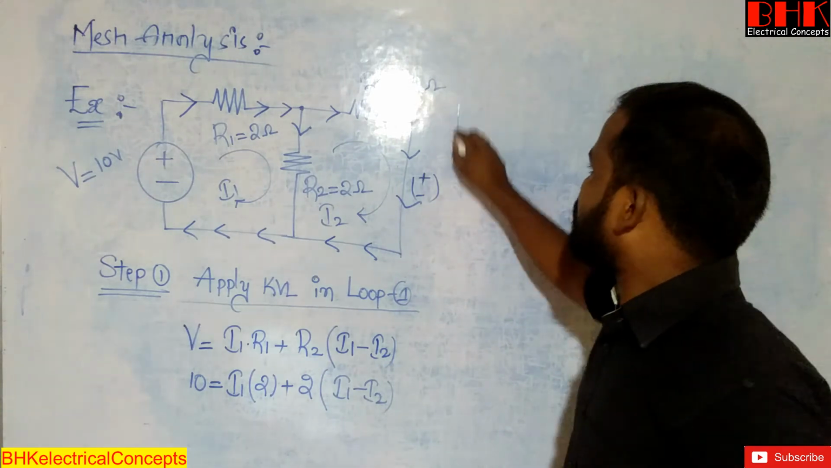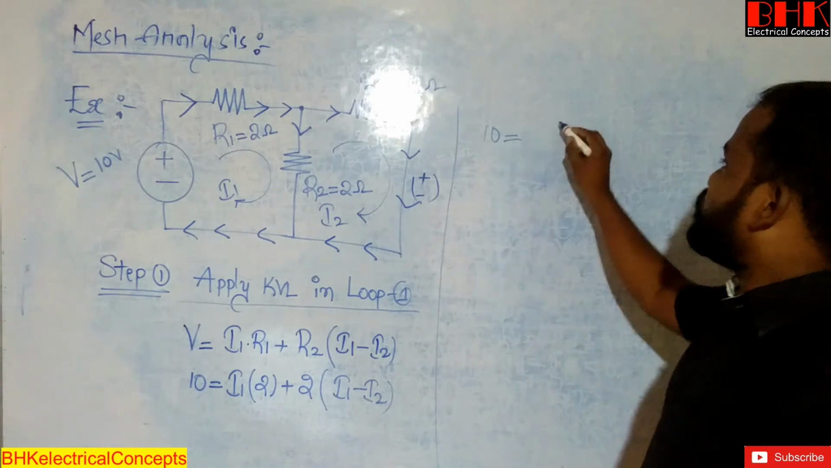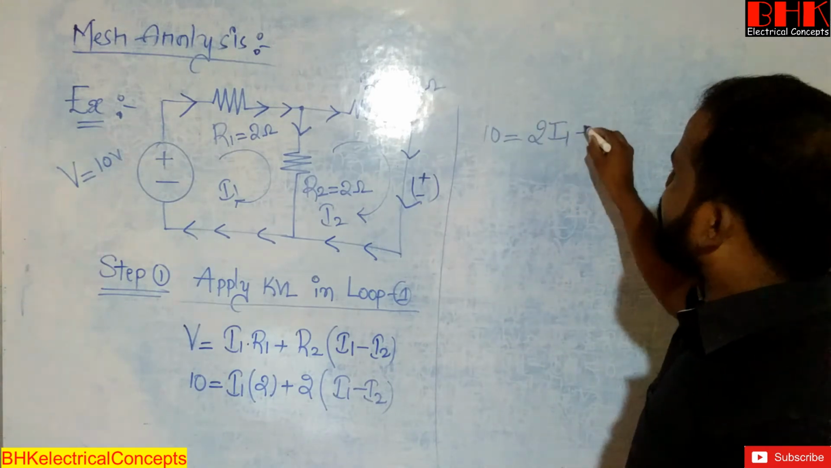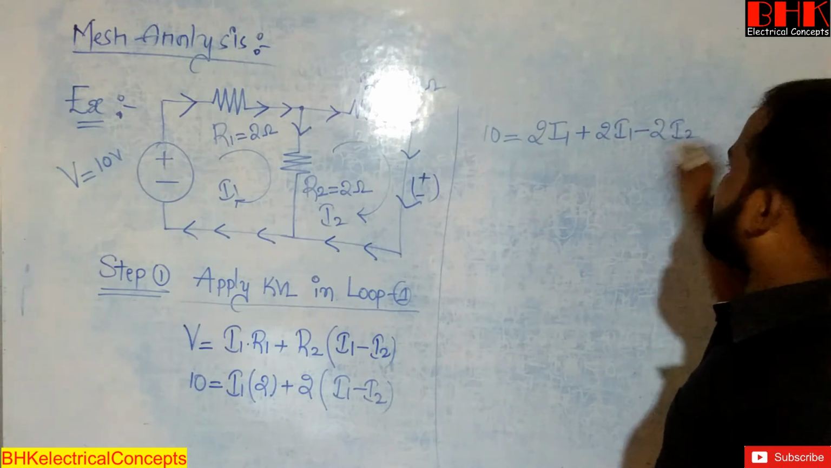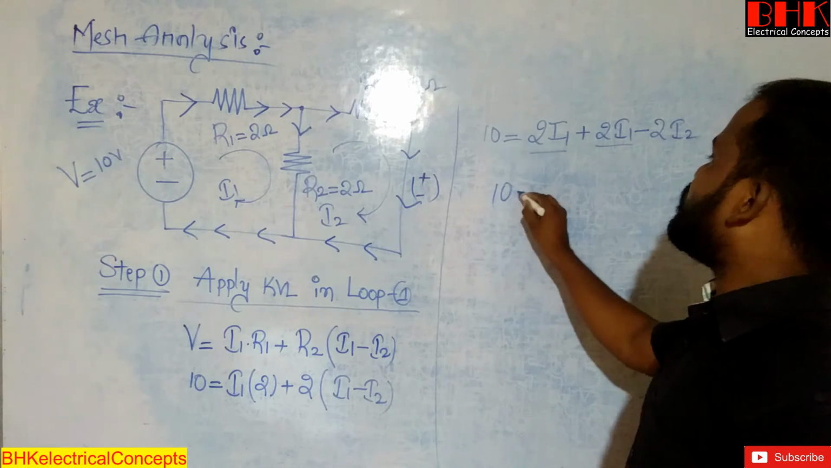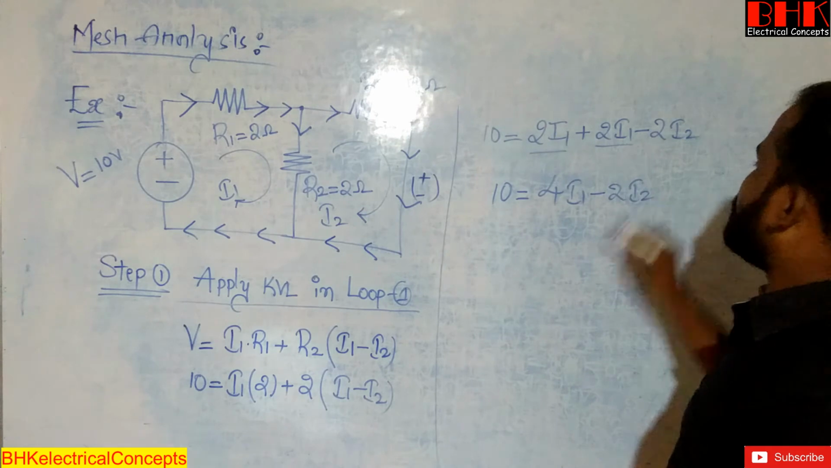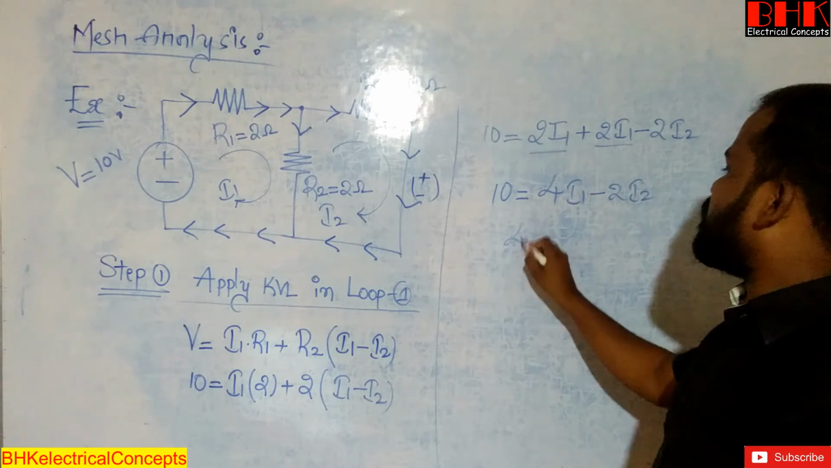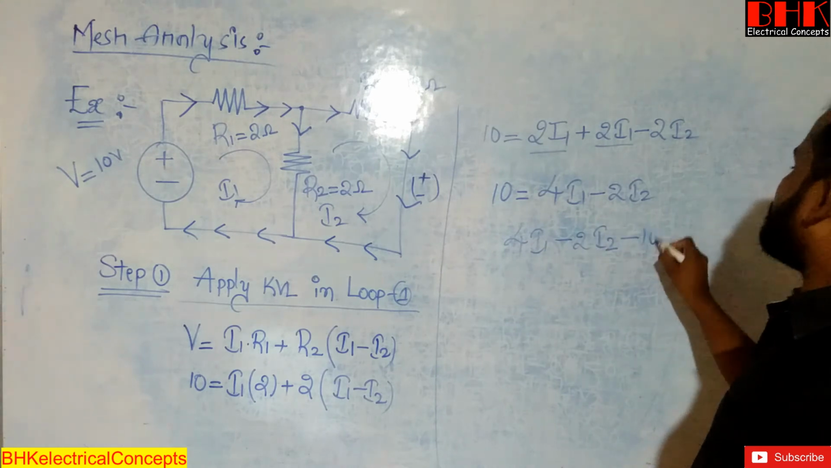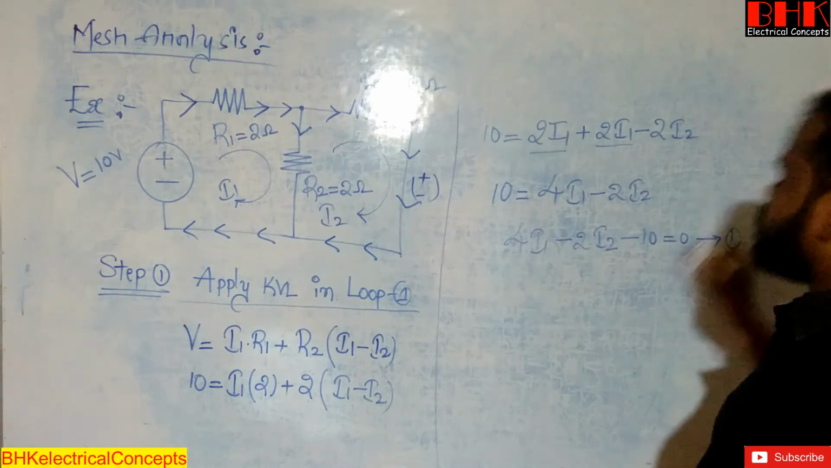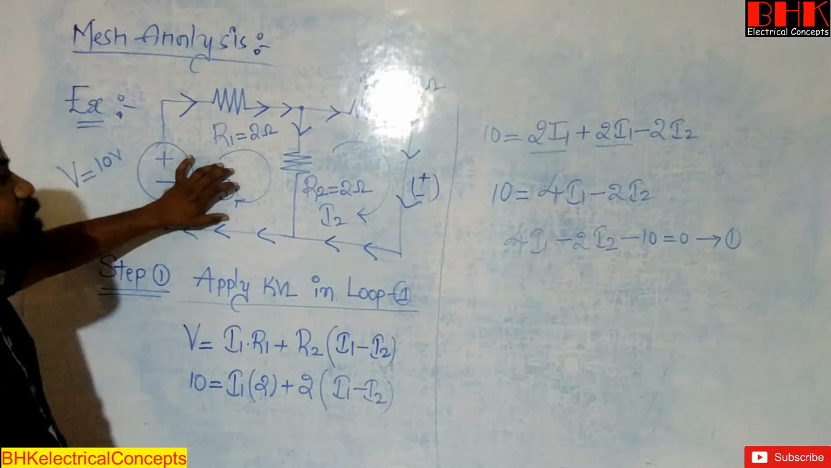Now see here. So 10 is equal to 2I1 plus again 2I1 minus 2I2. Now 10 is equal to 4I1 minus 2I2. So total 4I1 minus 2I2 minus 10 is equal to 0. Just assume this is equation number 1. Clear? This is the equation from only loop 1.